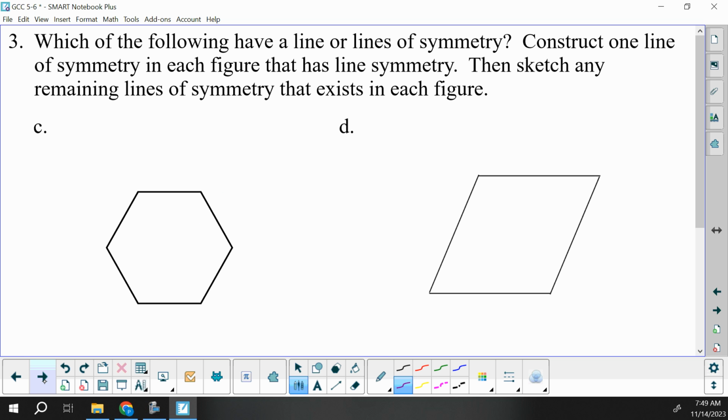If we go over to the next page, in C, we've got a hexagon now. And there's two different ways we can draw in lines of symmetry here. We could draw in a line of symmetry that goes through the vertices, and that could cause the figure to fold over on itself. So we could draw in each of those. There's 3 of those types of lines of symmetry.